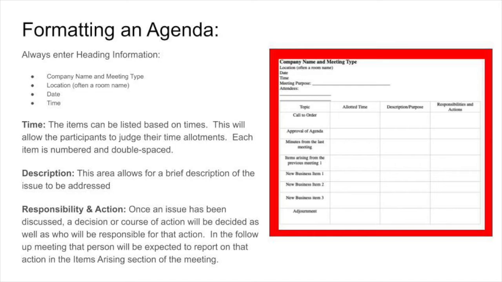A description of the purpose, a little descriptor of something, for people who aren't too familiar, is often important. And the last column, when the meeting takes place, you're going to record what actions you're going to do and who's responsible for doing it.